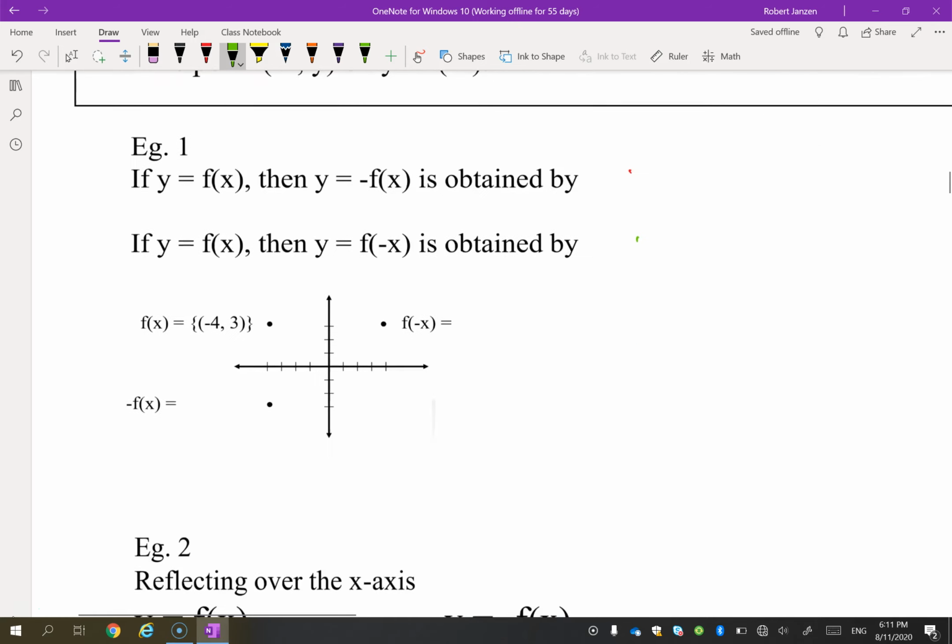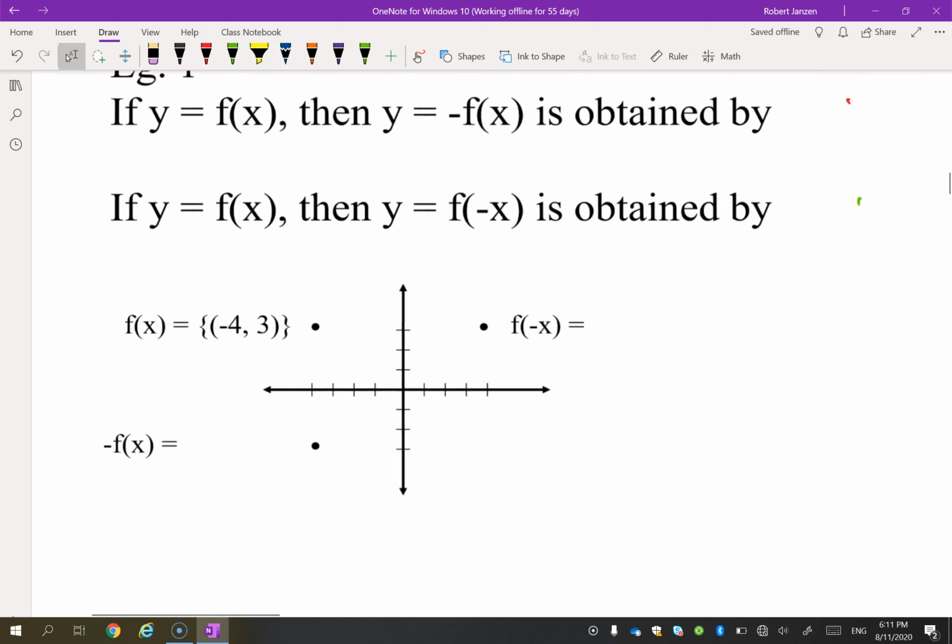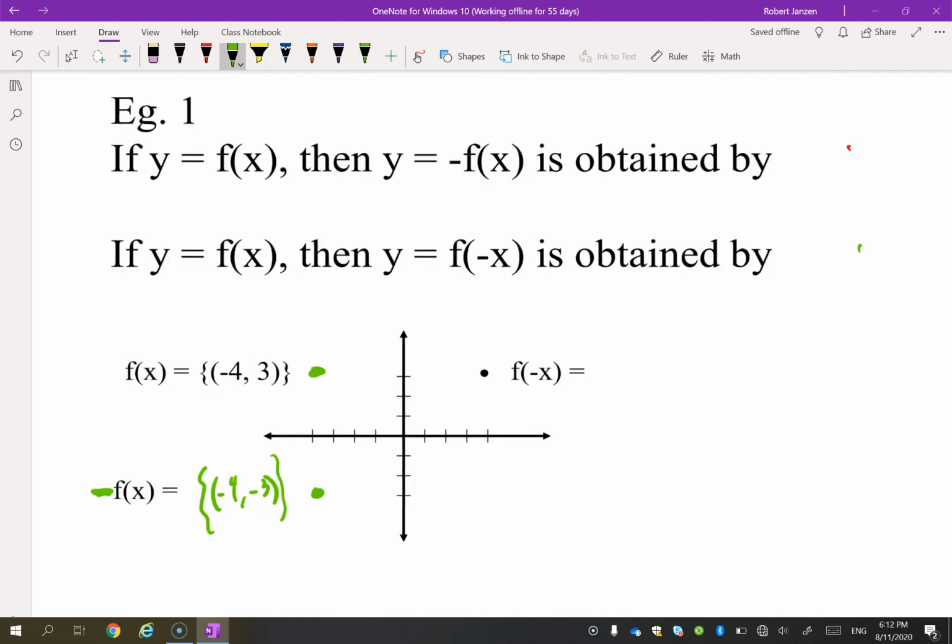Okay, so let's take an example of that. Here is f of x. It's this point right here, (-4, 3). What happens when we put a negative in front of it? Well, that graph is going to flip which value? It's going to flip the y value. Okay, so it would become this point down here. So what does a negative in front of the function do? It affects the y value. It's outside the function, so it affects the y.